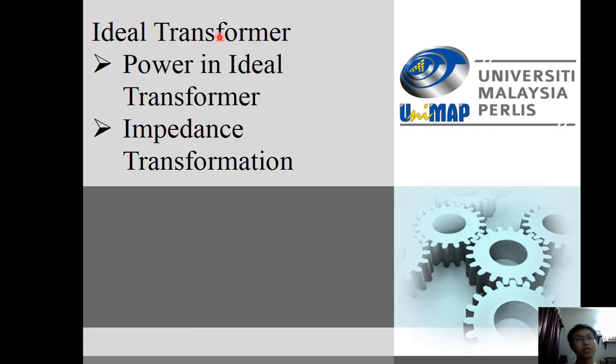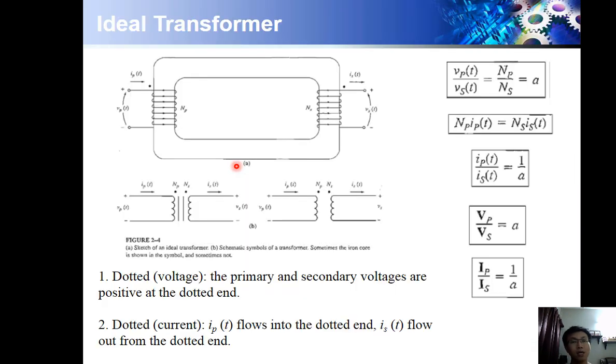So we talk about the ideal transformer, then power in the ideal transformer, and impedance transformation. For the ideal transformer, we need to convert what we call the hardware into the electrical side. From here we have a primary winding and a secondary winding. We have VP as the primary voltage, IP as the primary current, VS as the secondary voltage, and IS as the secondary current.